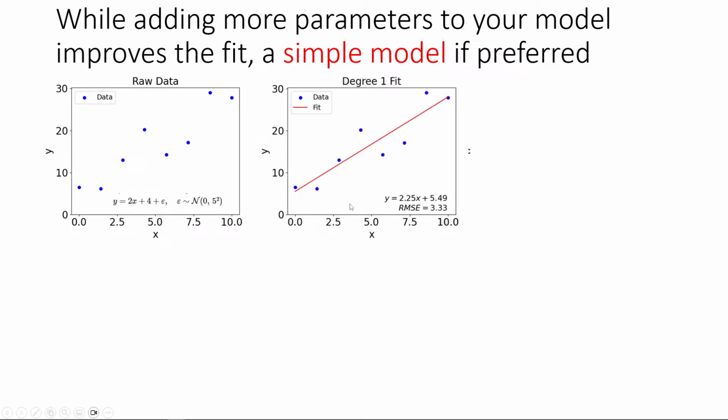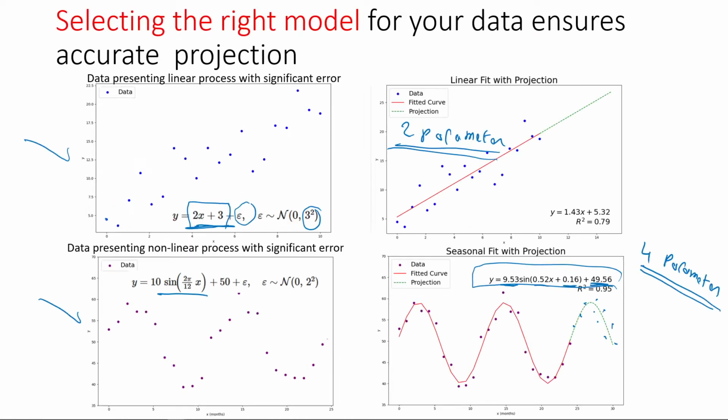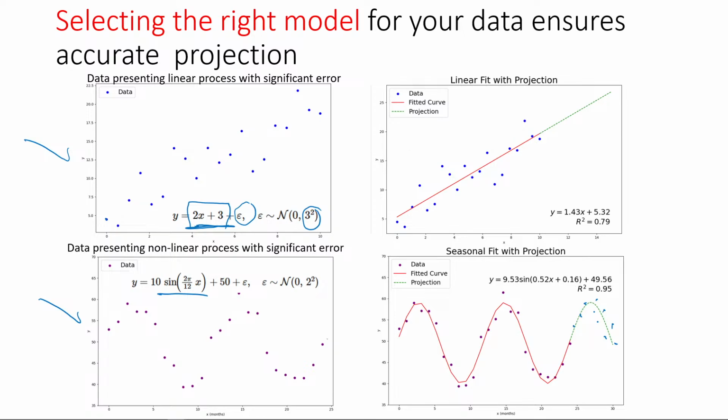So now I will show you what happens if I fit a linear model to it. Here I'm showing the root mean square error this time, not the R square. The reason for this is, let me tell you: for this one the R square is 0.7, and the R square here is 0.95.